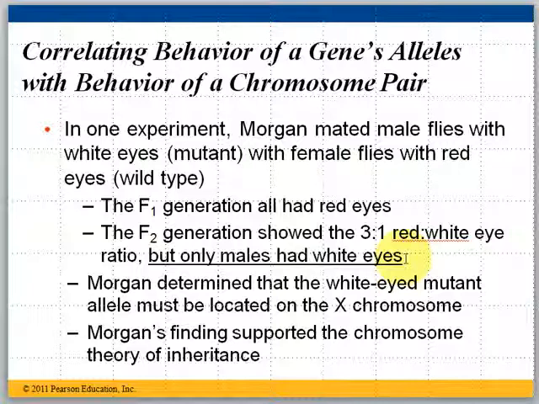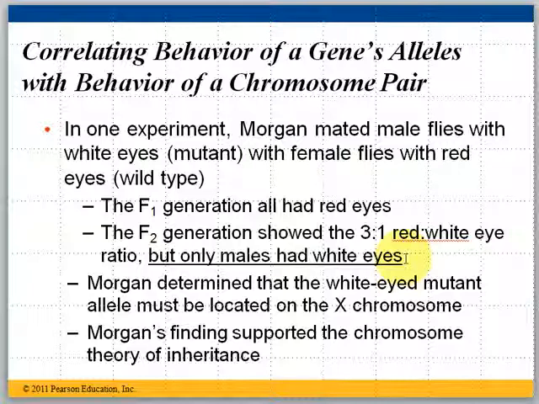Why did he think this? Why did he think the gene for eye color was related to sex? Well, number one, if it was not related to the sex chromosomes, then you would expect a 50-50 distribution of white-eyed flies, male and female. Just randomly, by chance, by probability, you have a 50-50 shot of having a male or female fly. So 50% of the white-eyed flies should be male, 50% should be female. But that's not what he saw. Only the males had white eyes.